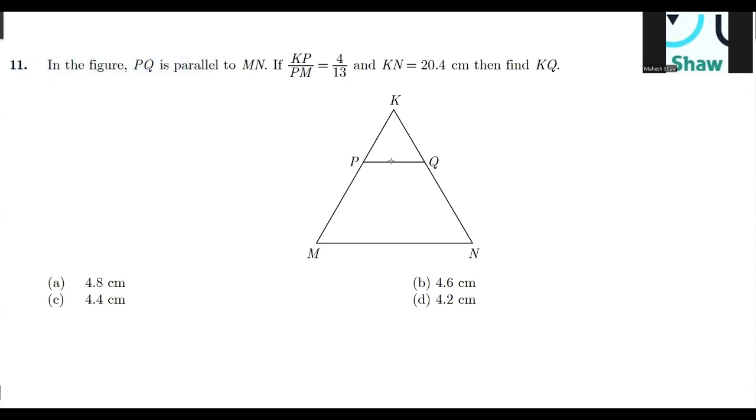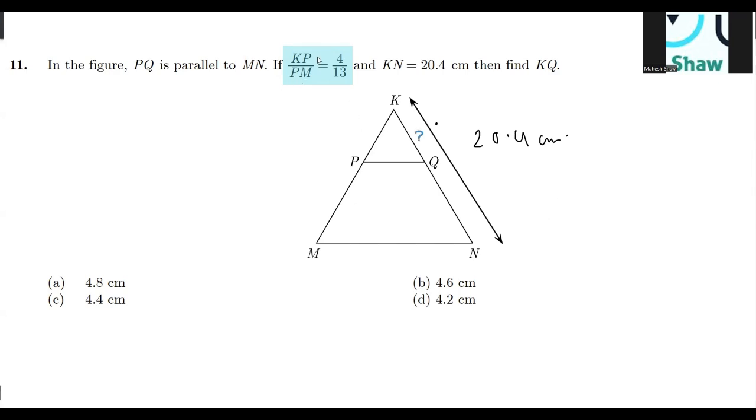Now we have moved to question number 11. In this question, it says PQ is a line parallel to MN. And we have been given the ratio KP over PM as 4:3. Further, the length of KN is mentioned. So this is KN, right? And this whole thing is given to us as 20.4 centimeter. We have to get the length of KQ. That means this is what we have to get.